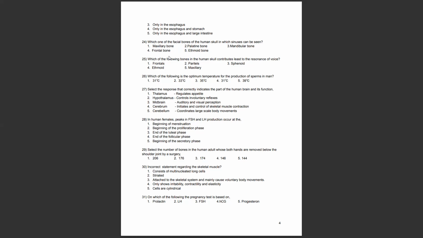Now in this question, they're asking about the facial bones in the human skull which contain sinuses. We know the maxillary bone, ethmoid bone, sphenoid and frontal have sinuses. Out of them, only the maxillary bone and frontal bone belong to the facial bones. So the answer should be 1 or 4.